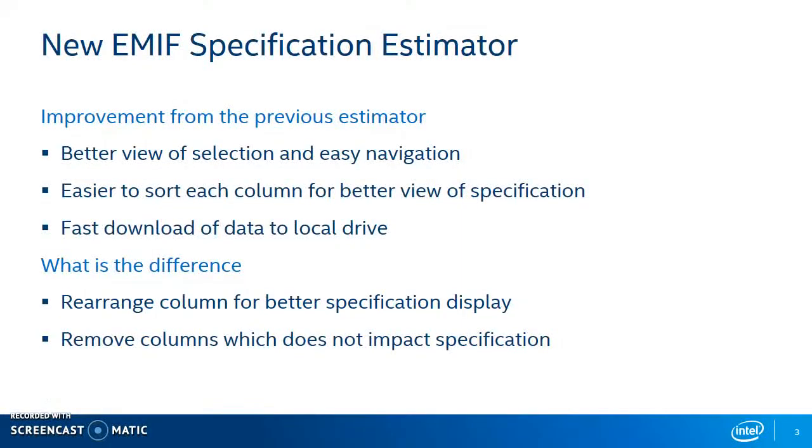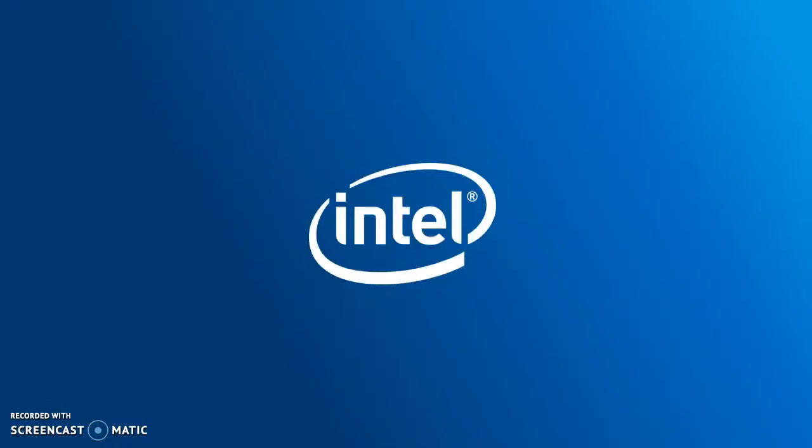In conclusion, we have made some improvements to the EMIF Spec Estimator tool, providing a better view and navigation. Also, easy sorting of columns and fast download of specifications. Apart from that, the display columns were rearranged for better viewing of specifications. Some columns which do not impact specifications were also removed. We will continue to make improvements to this tool in the future. That is all I have for today. I do hope this video will give you a good introduction and guide to the new EMIF Spec Estimator tool.